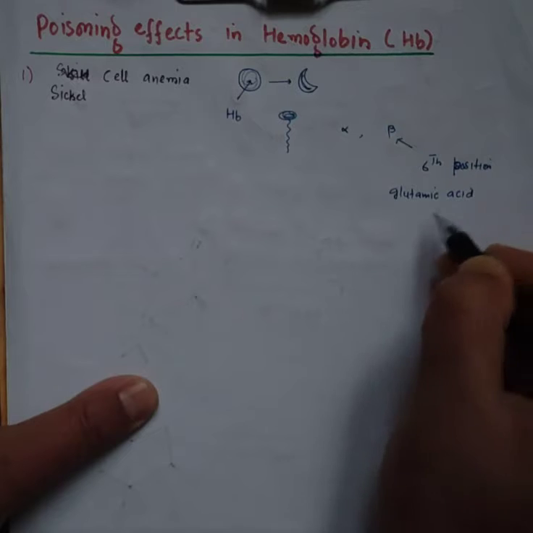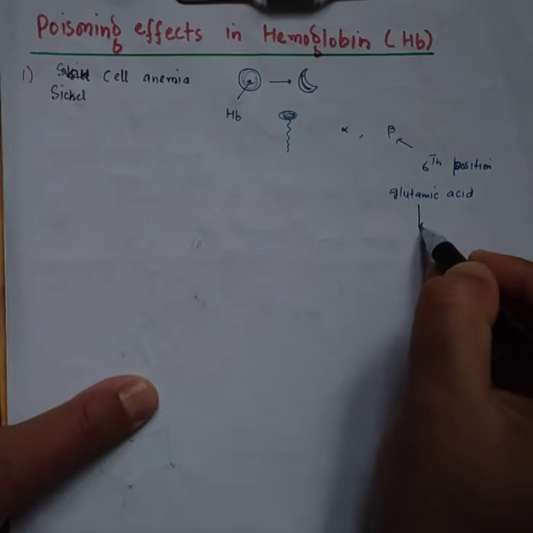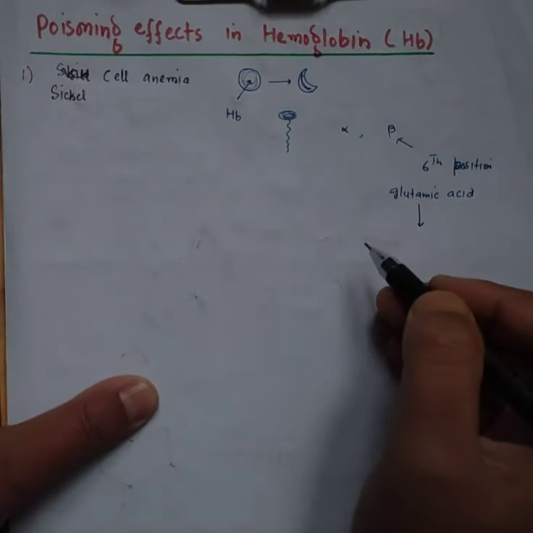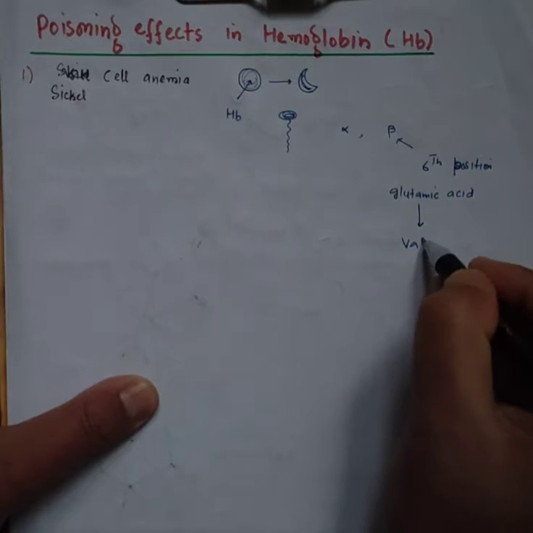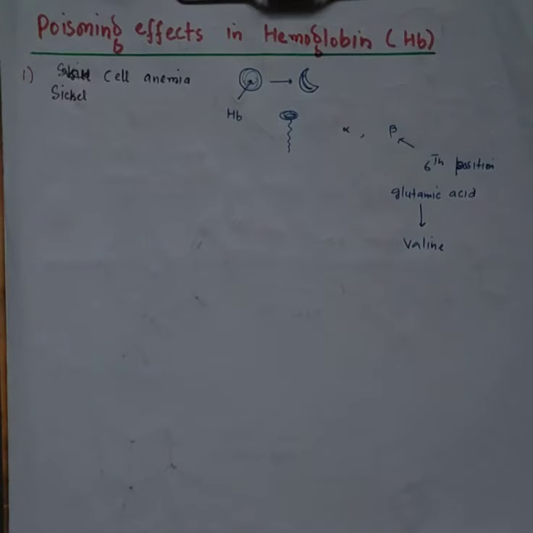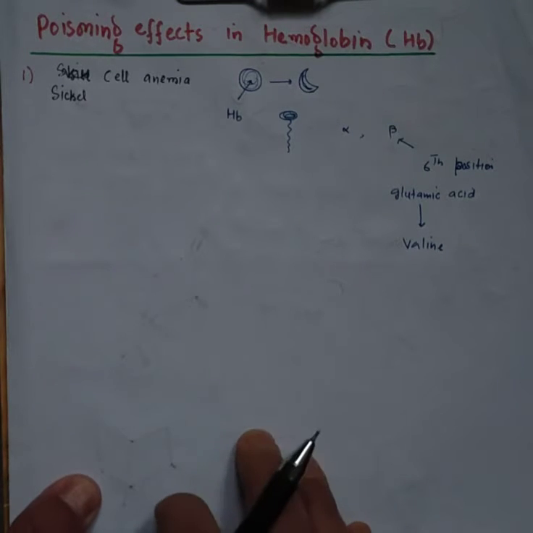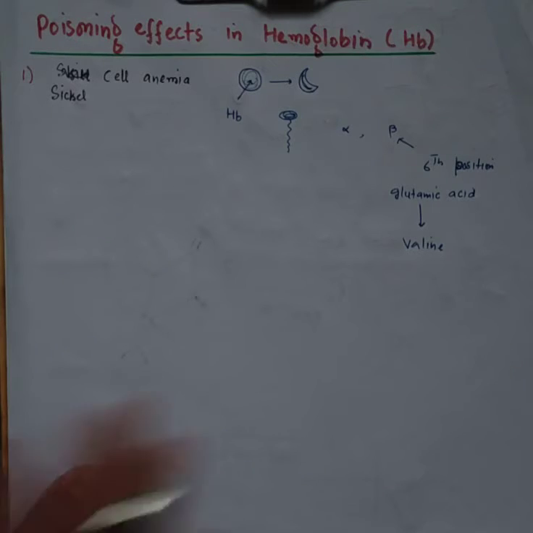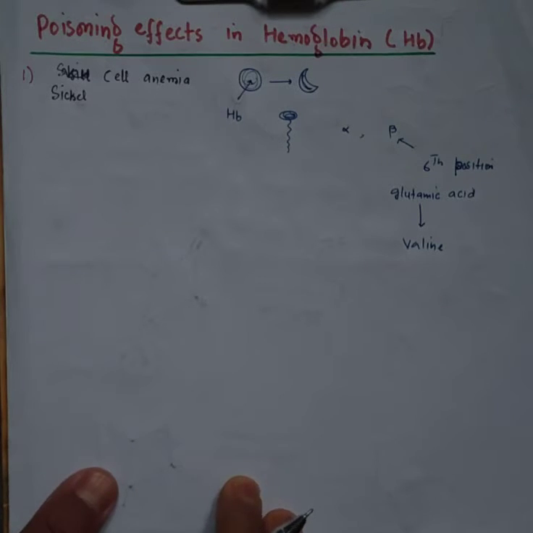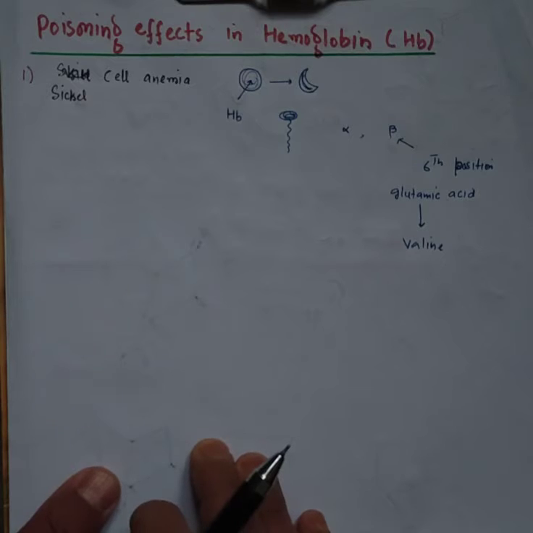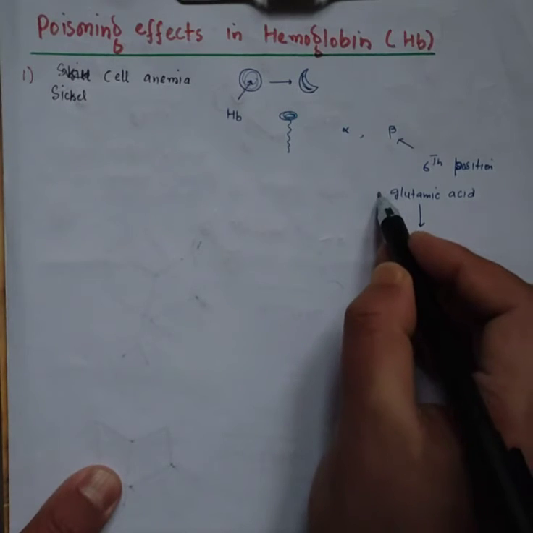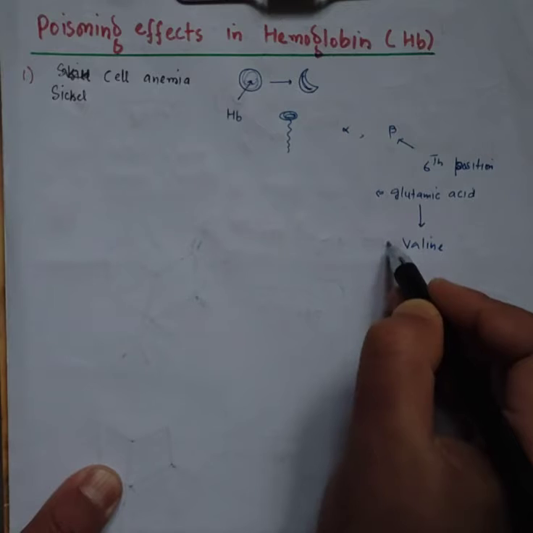Now if that amino acid gets replaced by valine, the red blood cell acquires the shape of a sickle. So it results in sickle cell anemia: glutamic acid replaced by valine. Now why does it acquire this type of shape? Why does the flow of blood decrease? Why does the clotting increase? For that, let's draw the structure of glutamic acid and the structure of valine.